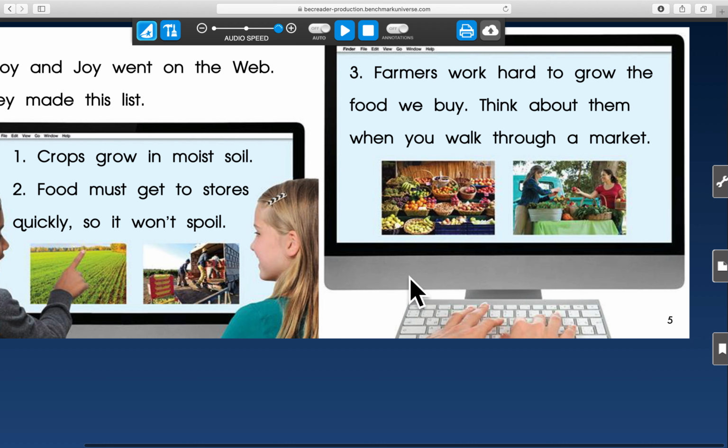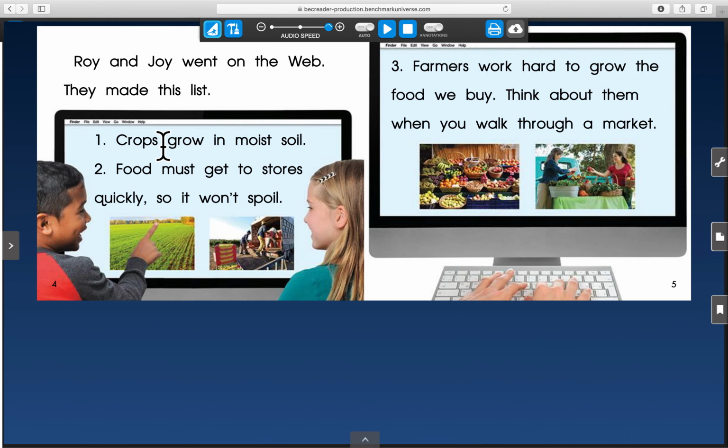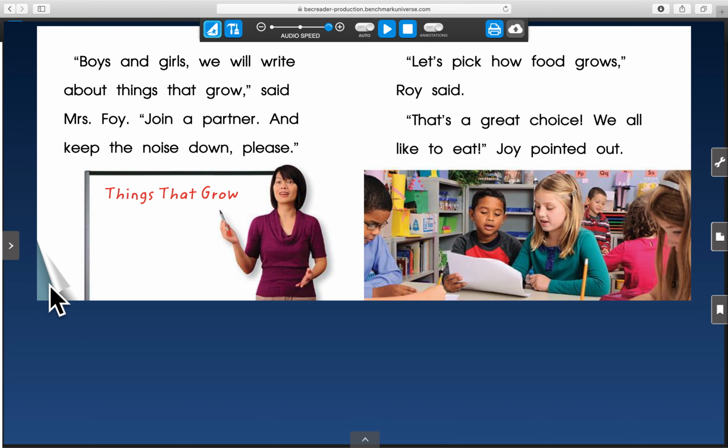Okay. And if I were to stop here and say, what have we read so far? It's always a good idea to check. Do we understand what we're reading? Okay, we know that it says here that they're making a list about how crops grow in moist soil. If we go back, we can say that they are learning about things that grow. Oh, okay. So they said, let's pick how food grows. So now they're wanting to find out how food grows, because we know that other things grow like animals and fish, but here where we need to clarify, are only studying about things that grow in soil.